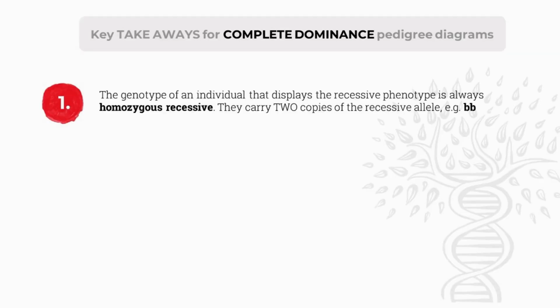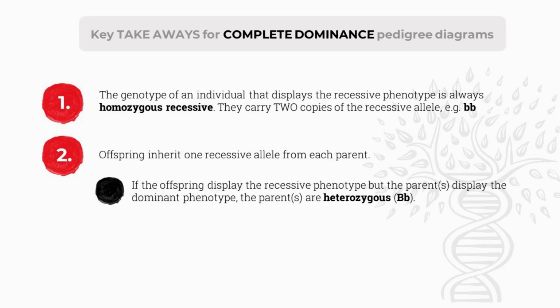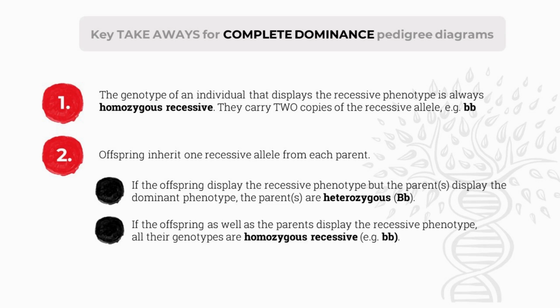Here are some key takeaways from this video. The genotype of an individual that displays the recessive phenotype is always homozygous recessive. They carry 2 copies of the recessive allele, for example, 2 small letter b's. Offspring inherit 1 recessive allele from each parent. If the offspring displays the recessive phenotype, but the parent or parents display the dominant phenotype, the parent or parents are heterozygous. If the offspring as well as the parents display the recessive phenotype, all of their genotypes are homozygous recessive.